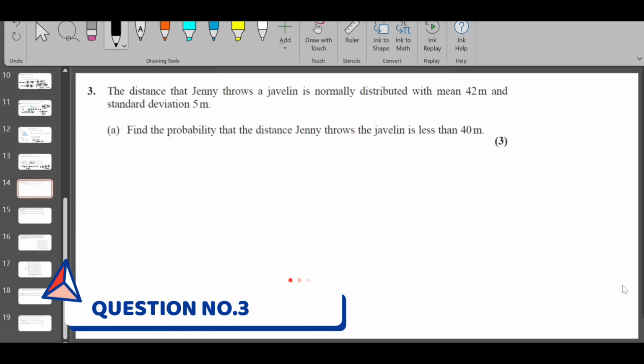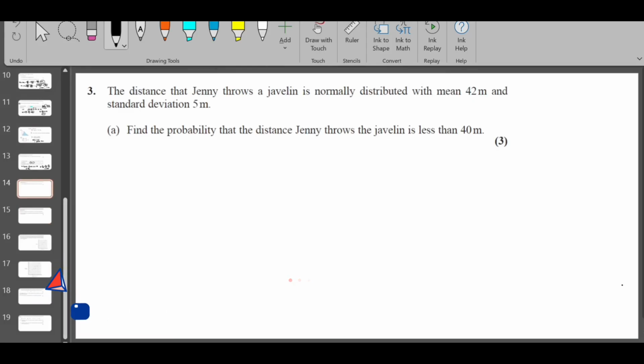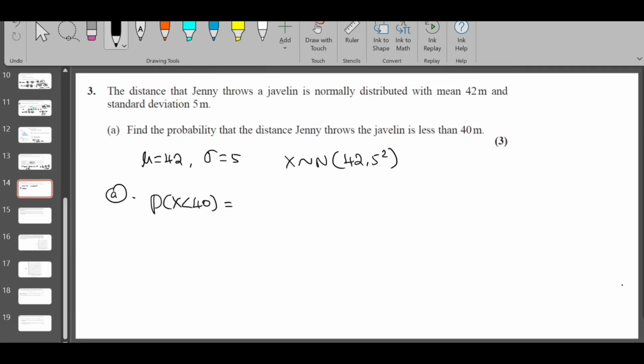Question number 3 now. The distance that Jenny throws a javelin is normally distributed with mean 42 meters, standard deviation 5. So I'm going to write it as X follows normal distribution of 42, 5 squared. Part A, find the probability that the distance Jenny throws the javelin is less than 40. X is less than 40. Standardize it, Z is less than X minus mu over sigma.